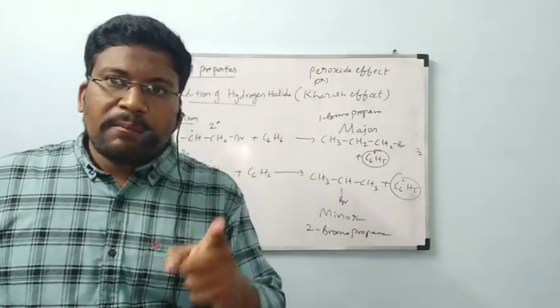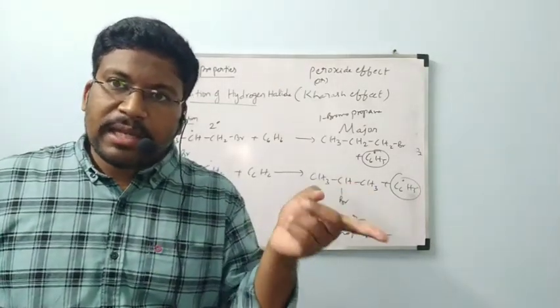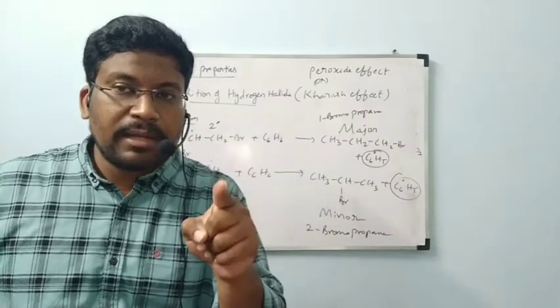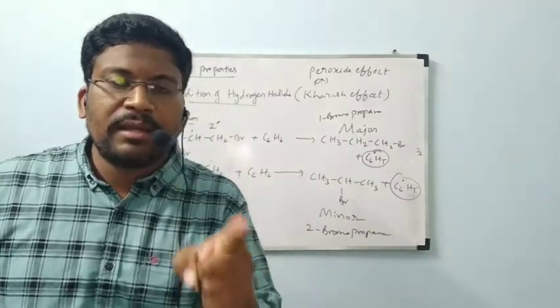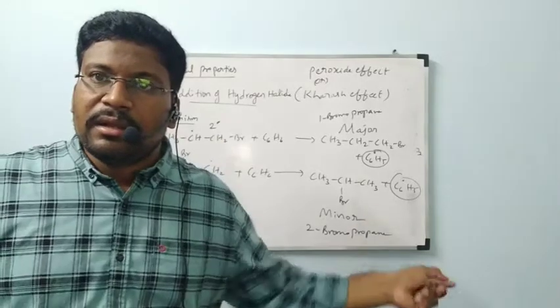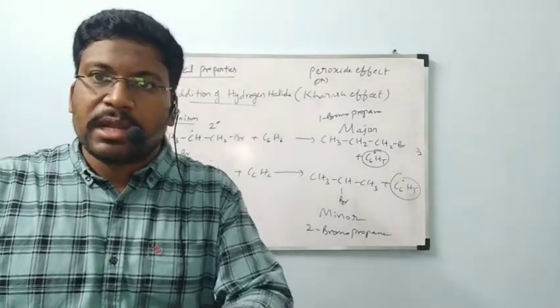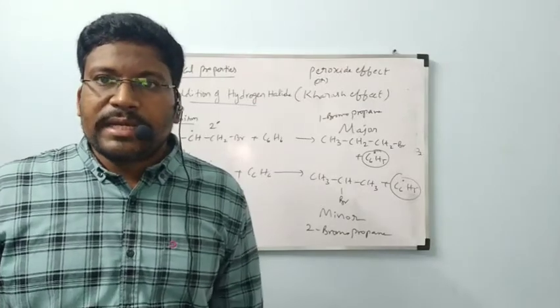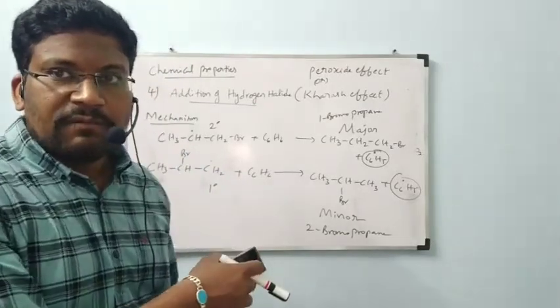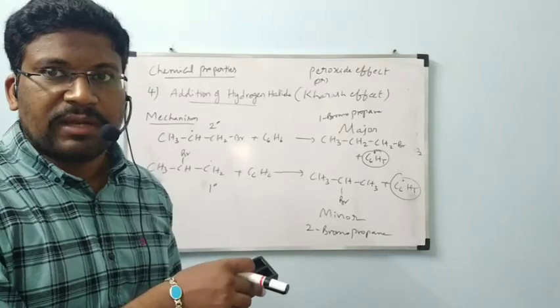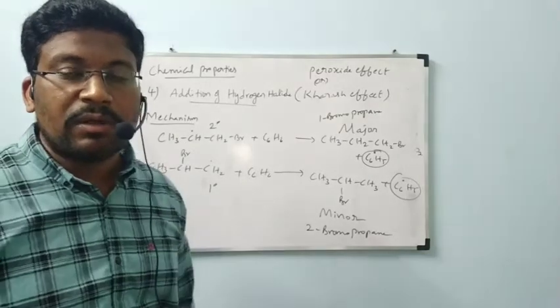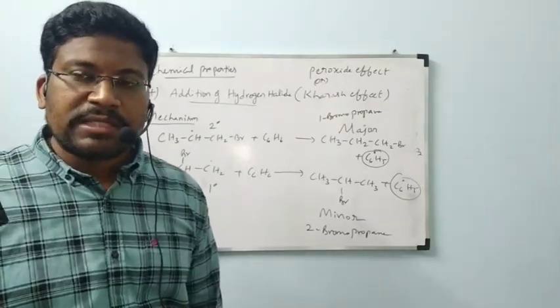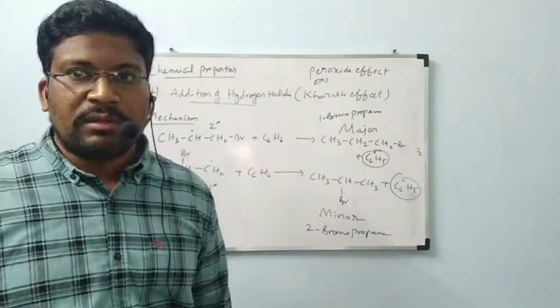So remember, the Markovnikov rule is very important, and the anti-Markovnikov rule also. But if they mention peroxide, only then we have to write products according to the anti-Markovnikov rule. Now today it is enough. We have seen this mechanism also for the anti-Markovnikov rule, that is the Kharasch effect. In the presence of peroxide, it will undergo free radical mechanism. The previous one will undergo heterolytic fission.